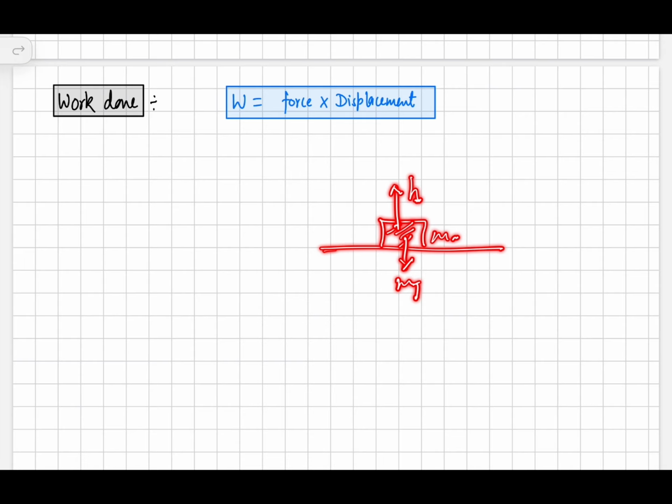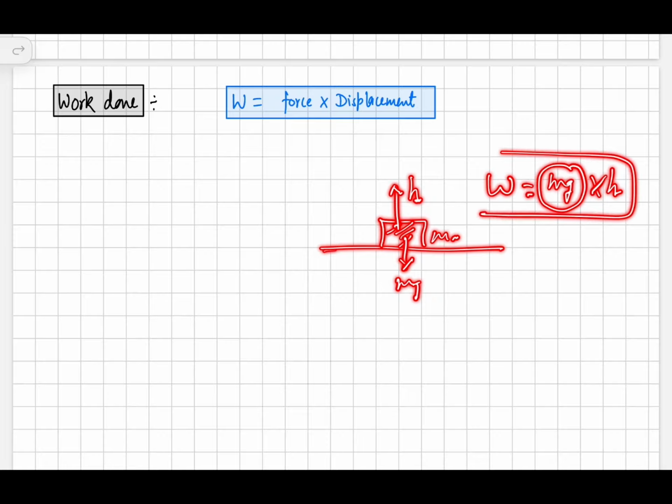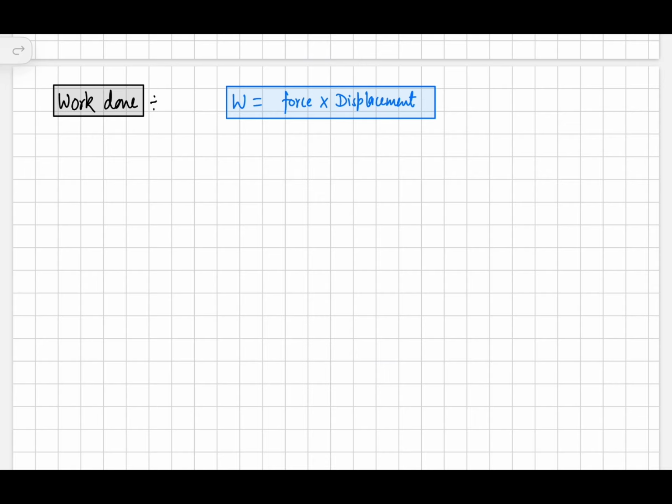Then what amount of force I need to apply in order to lift it up? Same force that the gravitational force is acting there, right? Mg. And that is the force, and displacement is h. So hence the work done is mgh. So the important thing is that we need to do work against the pre-existing force. Fine, this concept is important.